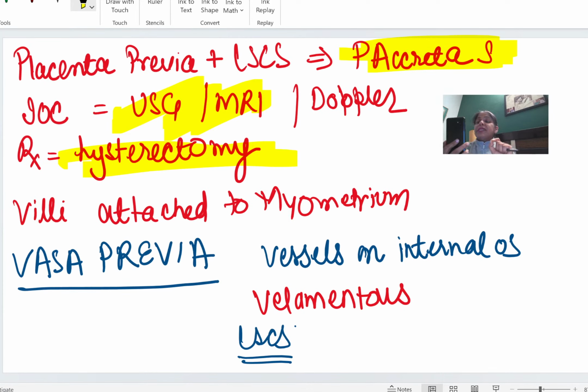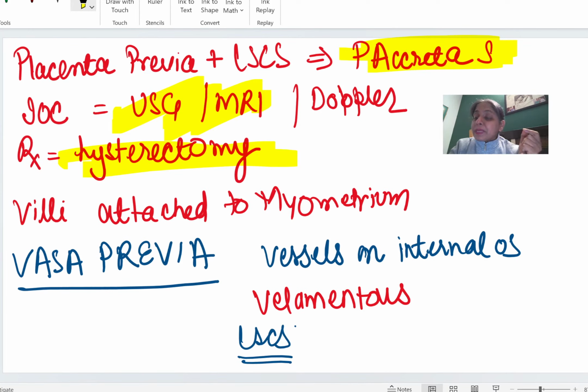Placenta previa means the placenta is in the lower segment over the os. Vasa previa means blood vessels on the internal os, right? Which placenta is associated with vasa previa? The placenta which is associated is filamentous.